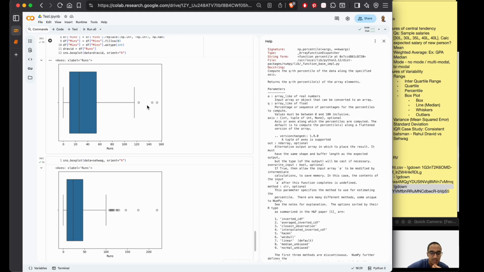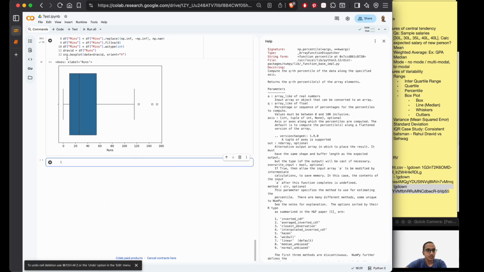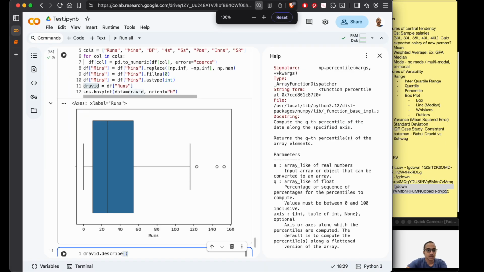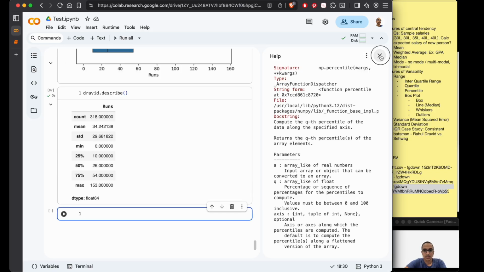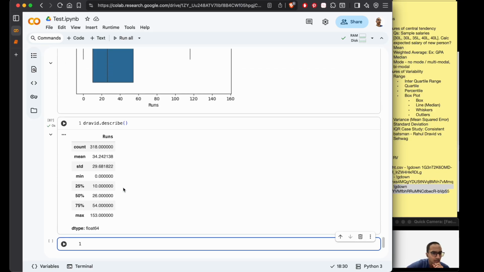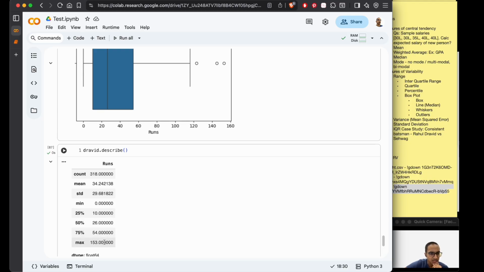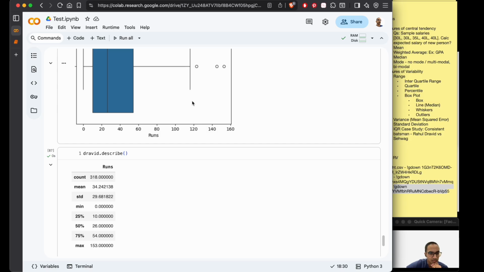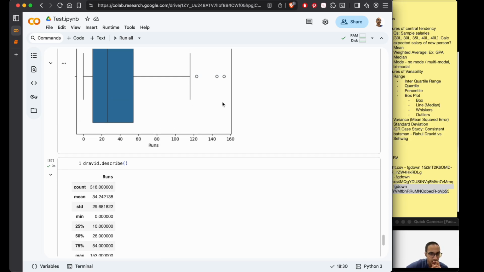And there are very few outliers. As you can see right from the graph itself, there are only like 3 outliers here compared to maybe more than 10 here. So that's our first initial observation. Now let's do a df.describe just to get our descriptive stats. Again, min is 0, max is around 153. Okay, so the outlier value is around 153.